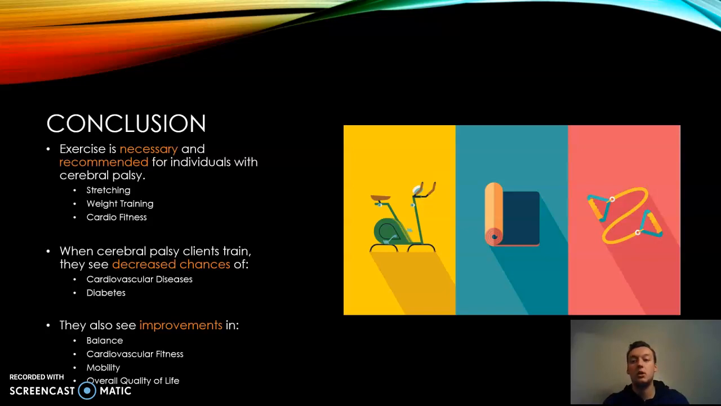With these 3 exercises, so stretching, weight training, and cardio fitness, they'll also see improvements in their balance and in their cardiovascular fitness. They could even see improvements with mobility because of the stretching, and a better overall quality of life for these individuals. So, like I said, exercise is recommended and necessary for these patients and clients.